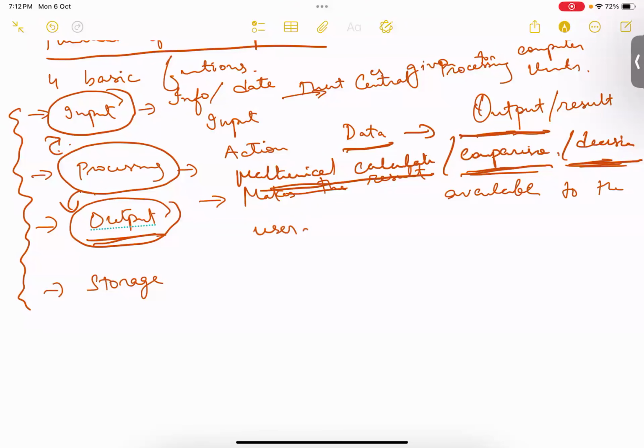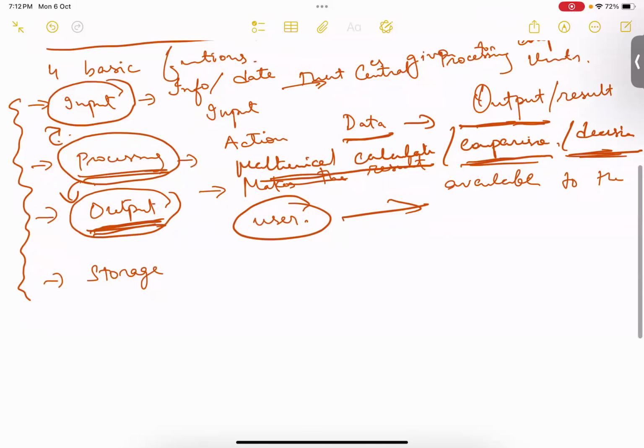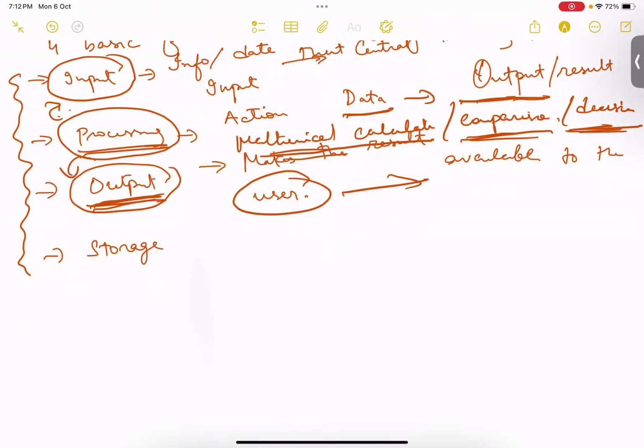So whatever data or information has been manipulated by the processing unit is sent to the output. Through this output, the user has access to the information. And lastly, we have what is known as the storage.